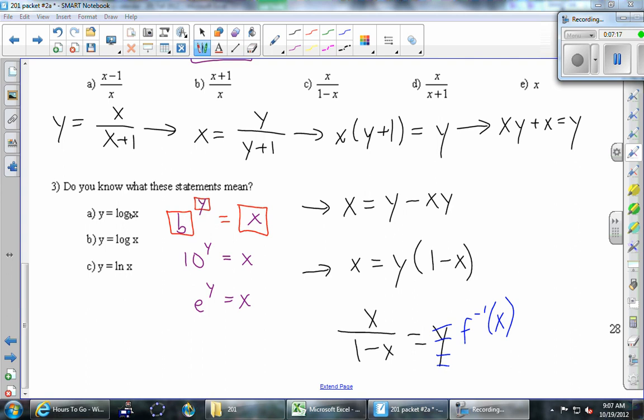And then in part C, what's the base? E. And what's the name of that kind of log? The natural log. So we have the natural log, we have the common log. We're going to be using the natural log pretty much exclusively because we've already seen that the derivative of e to the x is e to the x. But the derivative of a to the x is slightly more complicated, right? I had to stick on an ln of a at the end.